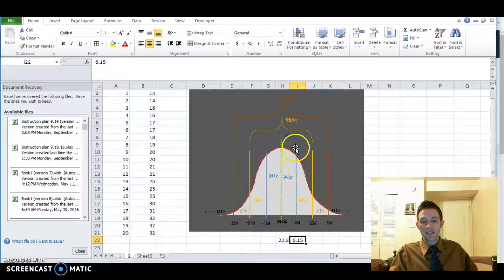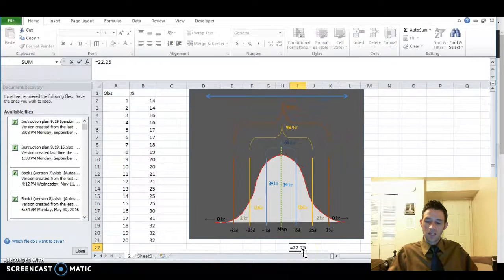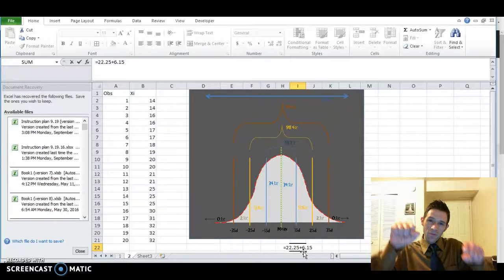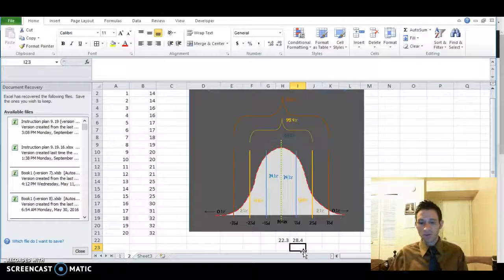But this is not this blue line. This is not the speed in miles per hour. So to calculate that speed, we need our mean plus that 6.15. So we start at the mean, and that 6.15 is like our ruler. We started at 22.25, and we line the ruler up against it, and now it extends us out to 28.4. So this one standard deviation corresponds to 28.4.